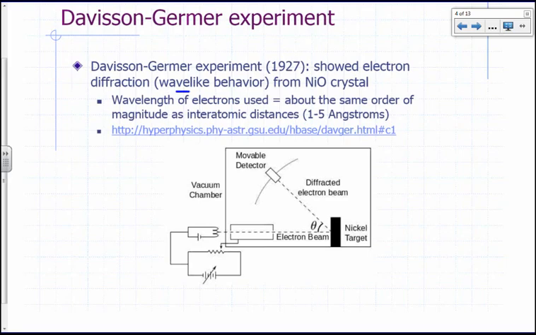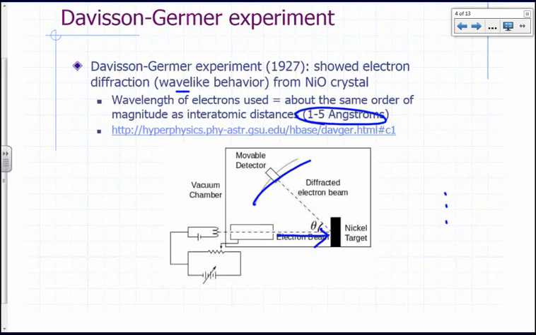Davisson and Germer's experiment in 1927 showed electron diffraction, which is wave-like behavior, from nickel oxide crystals. They fired an electron beam on a nickel oxide crystal, with a movable detector, and based on what they observed, they were able to show that the electrons do in fact demonstrate a diffraction pattern. The wavelength of the electrons used is comparable to the typical distances between atoms in a crystal. Atoms are as close as possible in a solid, typically around 1 to 2 angstroms. With the electron beam having a wavelength of about 1 to 5 angstroms, they were able to see a diffraction pattern.